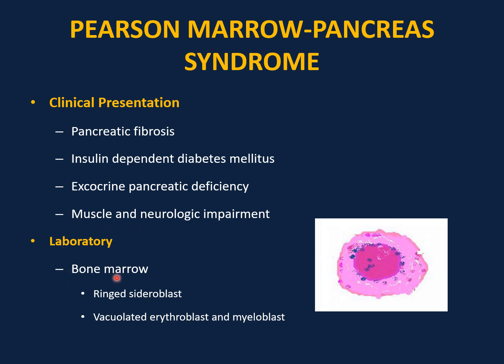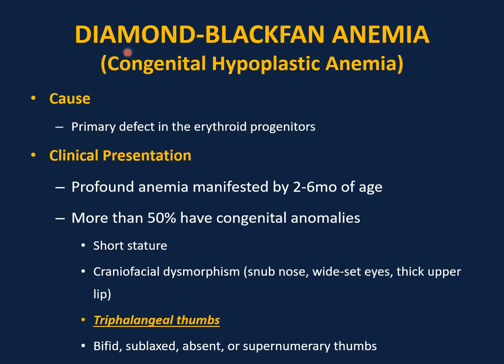In laboratory findings, if you do a bone marrow biopsy, you will see ring sideroblasts, which is trapped iron in the mitochondria surrounding the nucleus of the erythroblast, and you will also see vacuolated erythroblasts and myeloblasts. The keyword for this disease: sideroblastic anemia with pancreatic dysfunction. A rare cause of non-megaloblastic macrocytic anemia is Diamond-Blackfan anemia, a congenital hypoplastic anemia.